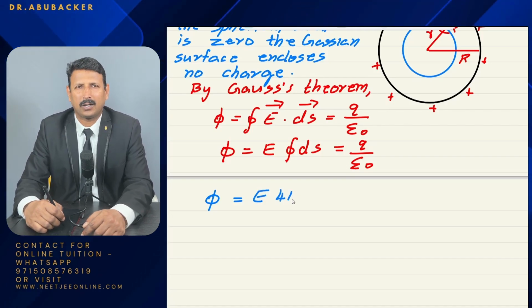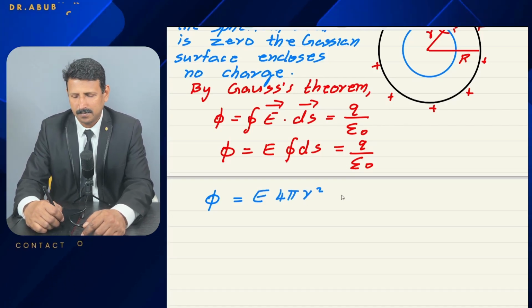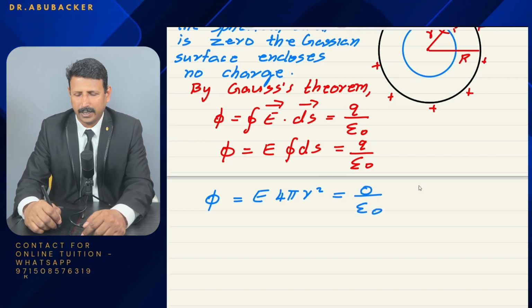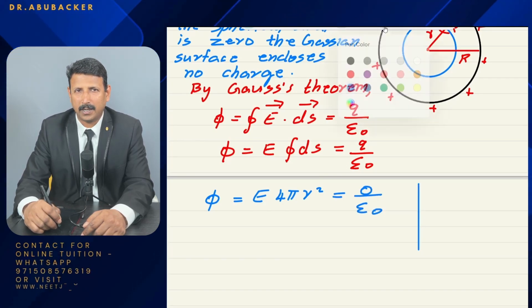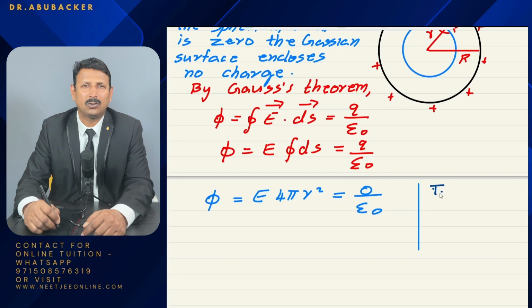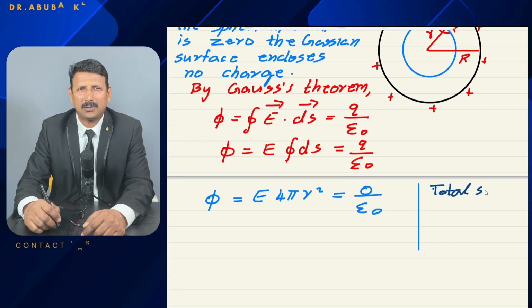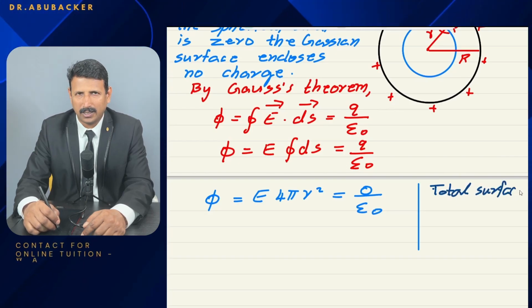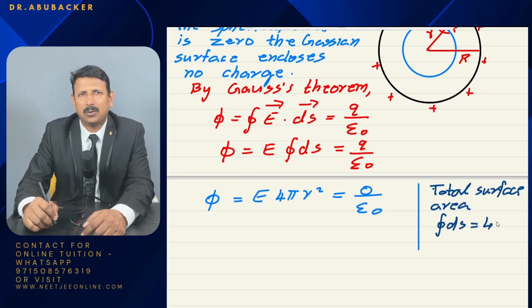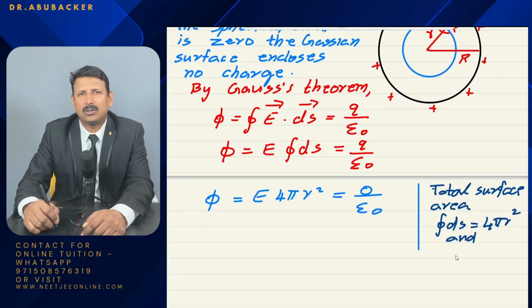This part is a little slow, right? So phi is equal to E times 4 pi r squared. Why did I write 4 pi r squared? Because the total surface area of a sphere of radius r is 4 pi r squared, and this is equal to 0 by epsilon 0. You noted that one? I wrote it as equal to 0. Why did I write 0 by epsilon 0? Because Q by epsilon 0 is the actual expression, but we mentioned above, right, that the Gaussian surface doesn't have any charge. So Q is equal to 0.